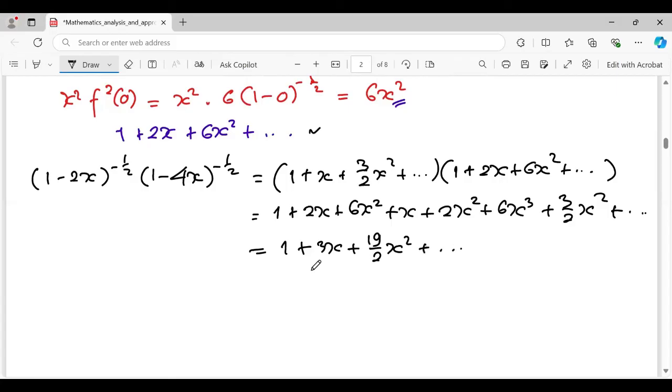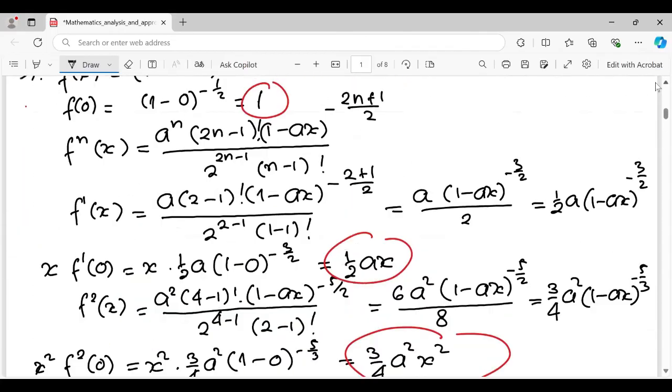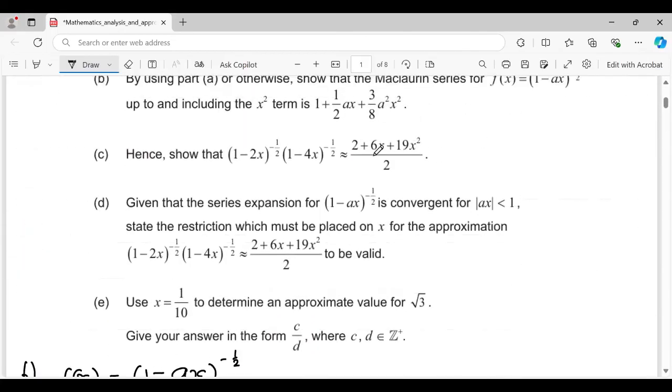Okay. It becomes, this is 2 over 2, 6 over 2, 19 over 2 x squared. So it becomes 2 plus 6x plus 19x squared over 2. This is part C. Based on this statement.